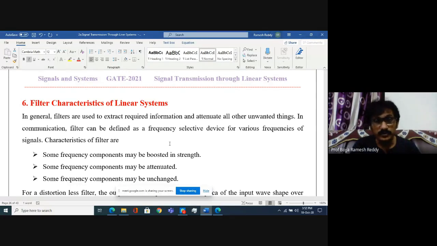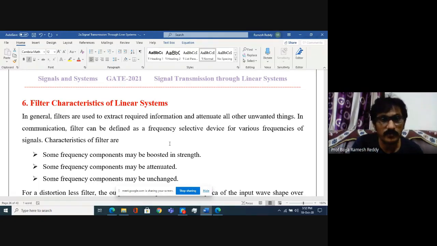If a filter is used, some frequency components may be boosted in strength. That is important. Due to filtering, some frequency components may be boosted in strength. What is boosted in strength? The required frequency components. In a filter, frequency components may be required or may not be required. If required, that required thing may be improved. That is boosted in strength.